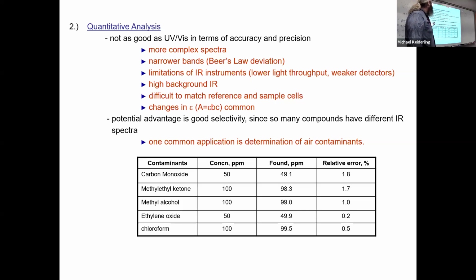One common application is determination of air contaminants. You can run air through an IR instrument and check how much carbon monoxide, methyl ketone, methyl alcohol, ethylene oxide, chloroform, etc., are in that sample. You can use a flow-through cell for that if you're using FTIR to get it fast, so you can get a continuous readout kind of thing. I think we have a gas flow-through cell for one of the instruments. I've never used it.